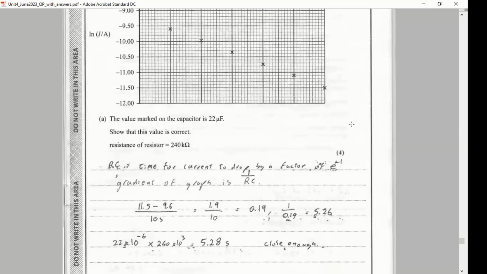So 22 times 10 to the minus 6 times 240 times 10 to the 3, 5.28 seconds. So we're comparing 5.26 seconds from the graph to 5.28 seconds. That's certainly close enough. So the values are correct.